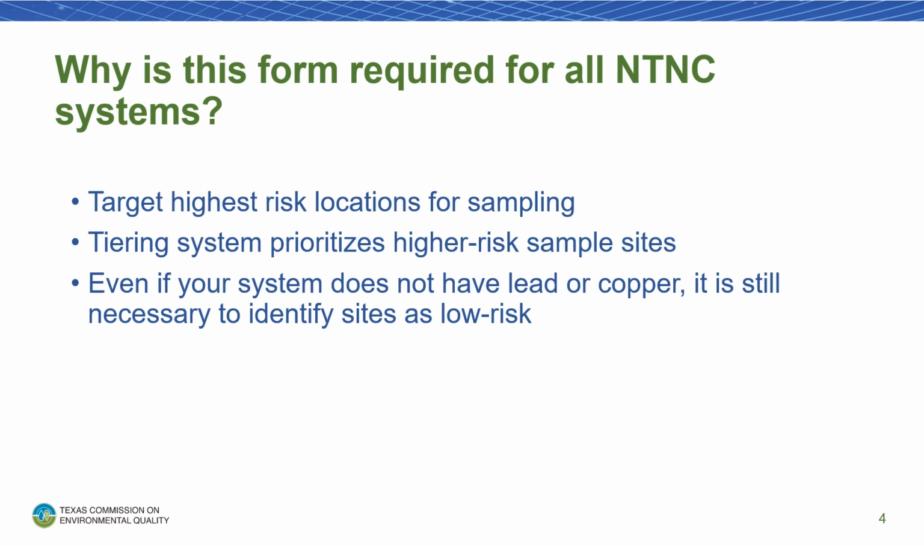All sites where lead and copper tap samples are collected must be selected from a pool of targeted sampling sites identified through the materials survey and approved by TCEQ prior to sampling. Even if your system does not have any lead or copper pipes in the distribution system, you're still required to fill out the form so that the sites can be identified as low risk. Pages 3 and 4 of the form provide additional guidance regarding this monitoring requirement and guidelines for prioritizing higher risk sites.